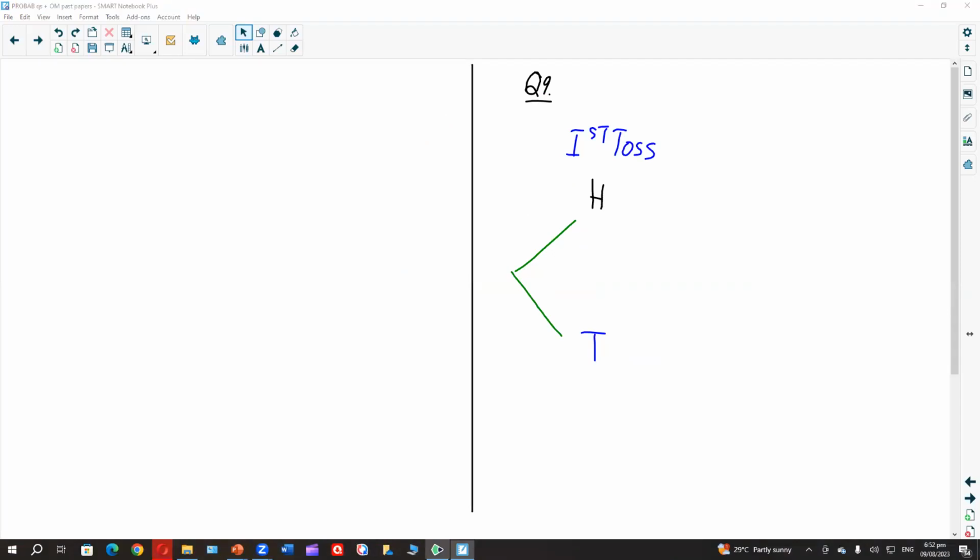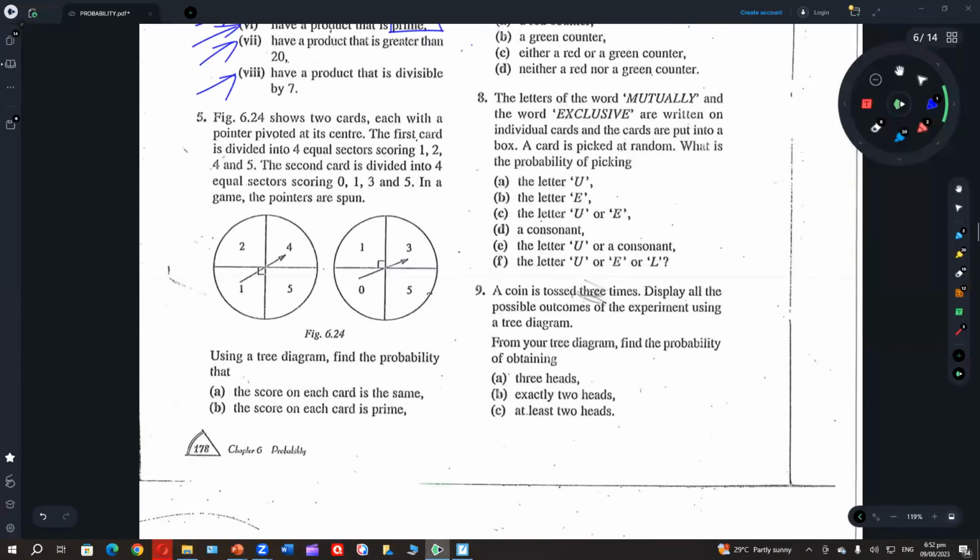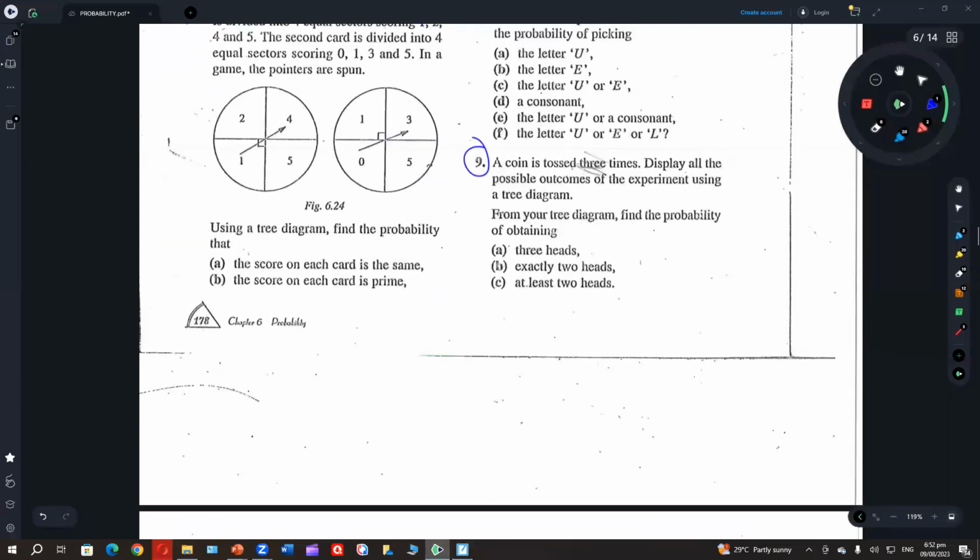Now see question number 9. Read the question, please. A coin is tossed 3 times. Display all the possible outcomes of the experiment using a tree diagram. Okay, first read the first 3 lines.